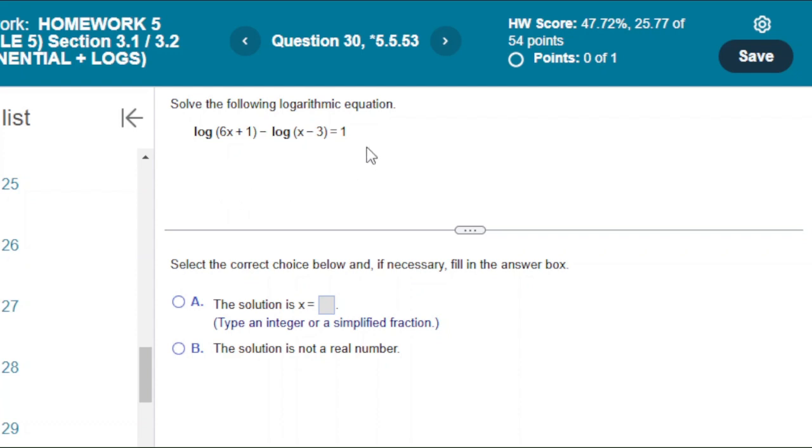So it'd be 10 to the 1 power equals, and it would end up being (6x plus 1) divided by (x minus 3). Okay, and then you would solve that. So I'll let you try that.